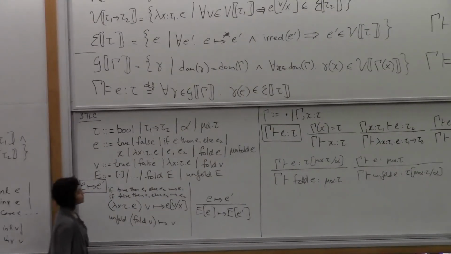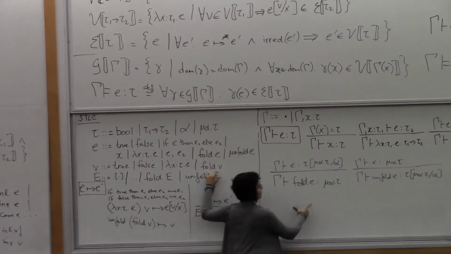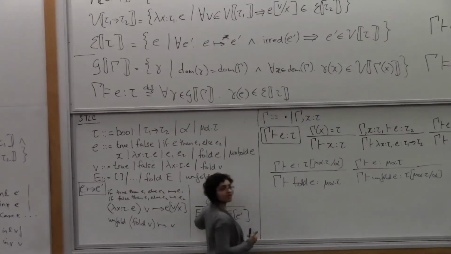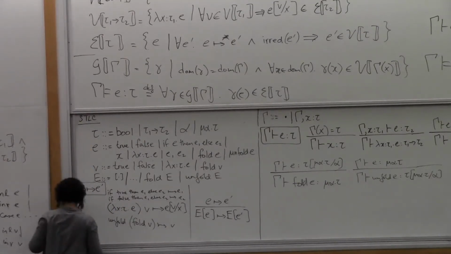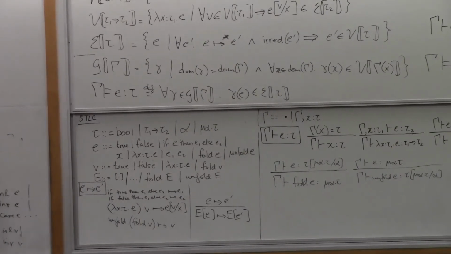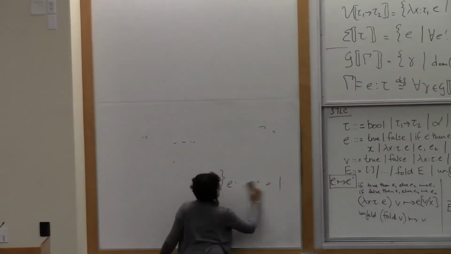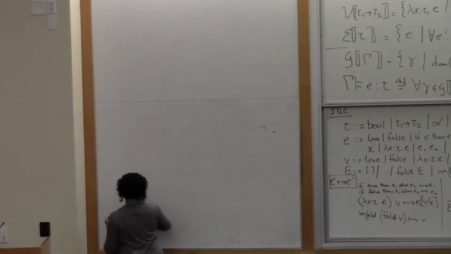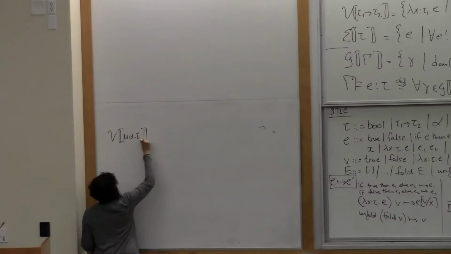What are the value forms that we've added? Fold V. So fold V has type mu alpha tau. That's the form of value that we have for recursive types. So let's define V of mu alpha tau. What values belong to V of mu alpha tau?